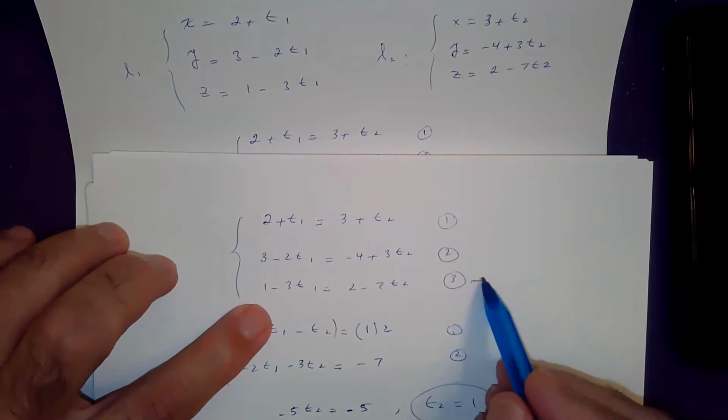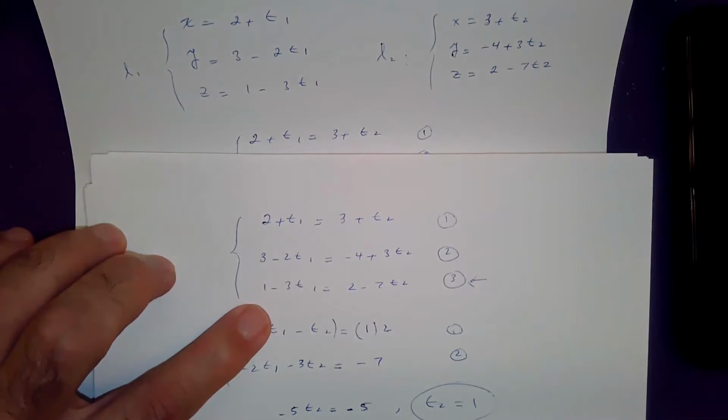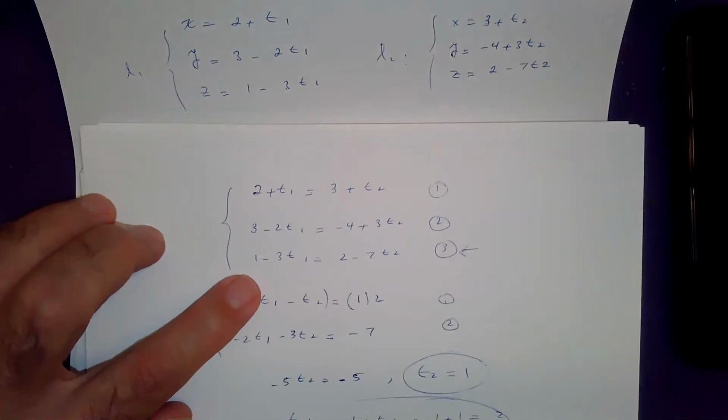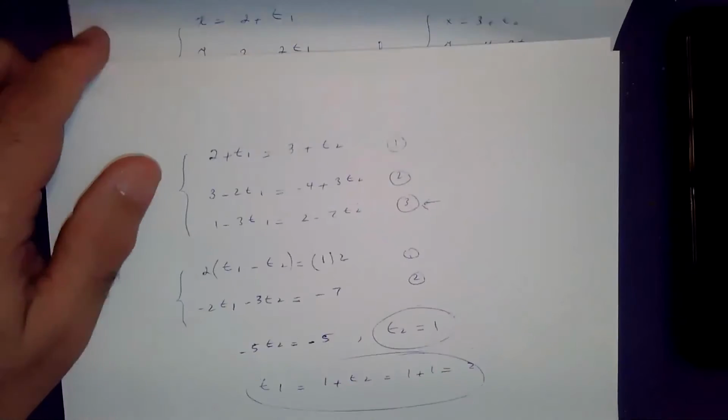Now, what about equation number 3? Well, let's see now, negative 3T1 plus 7T2 is equal to what? 1. So negative 3 times 2 plus 7 times 1. Does that add up to 1? That's negative 6 plus 7. It sure does. So therefore, they do intersect, correct?